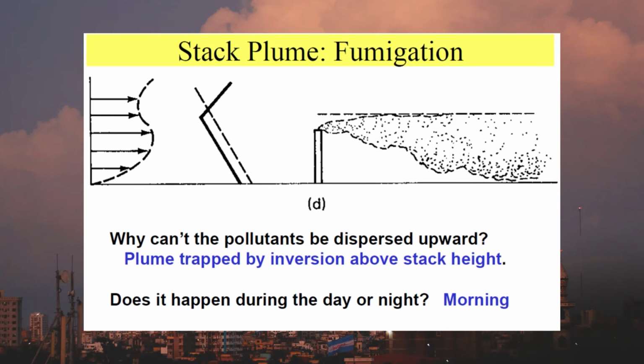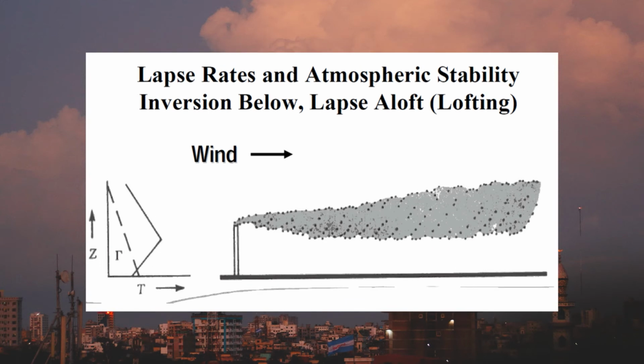And this is again fumigation, where the layer which we saw earlier, where the temperature suddenly increases after some high altitude, and the vertical movement or the vertical dispersion of the pollutant is totally affected by this phenomenon. And this again is like, if the inversion happens at the ground level, then this sort of behavior can be expected.